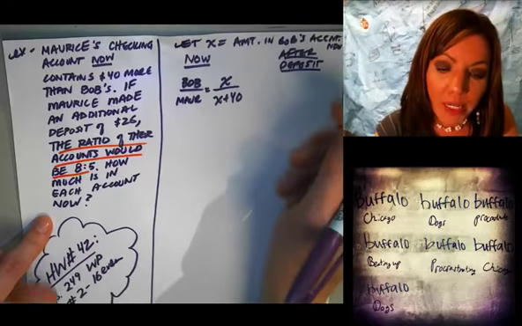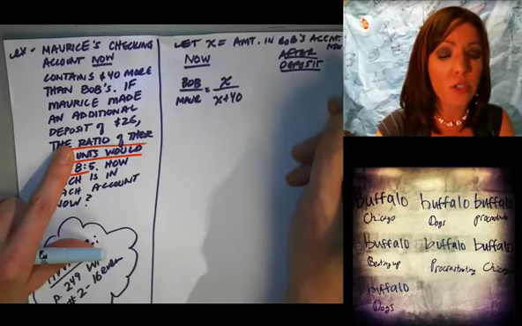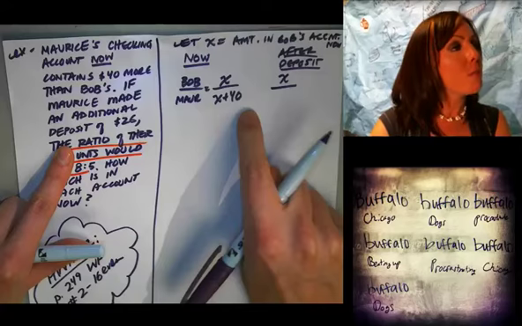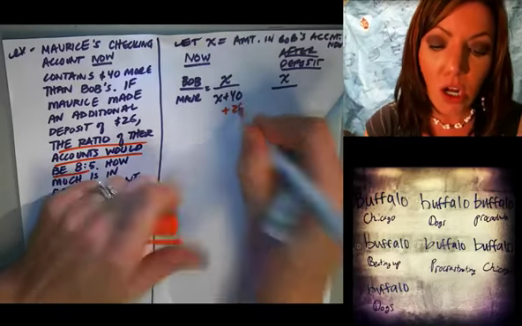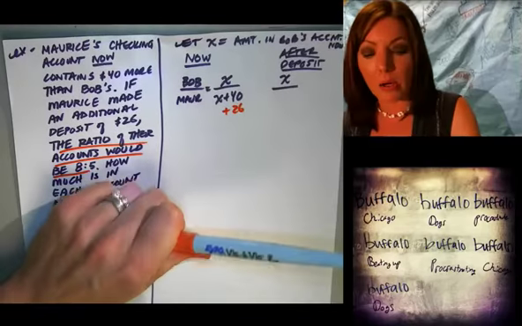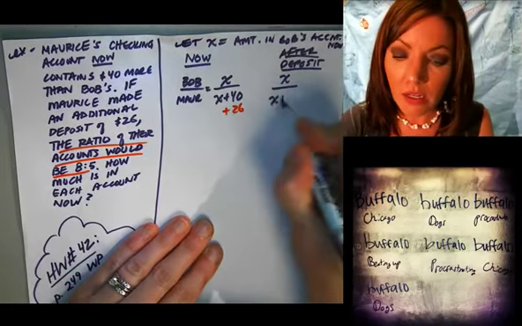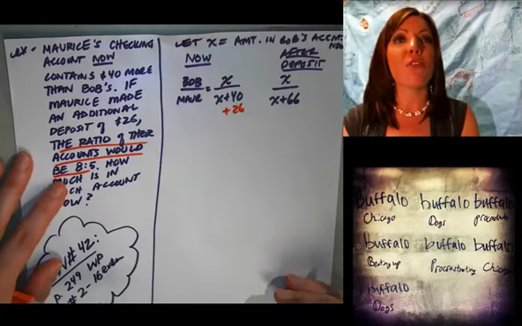Okay, if Maurice made an additional deposit of $26, so Bob still is the same, but Maurice makes an additional deposit of $26, so we take Maurice's account and add $26 to it. What's the amount in Maurice's account after the deposit? X plus 66. Good. The ratio of the accounts would be 8 to 5.